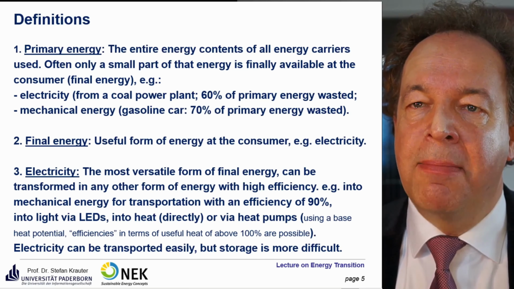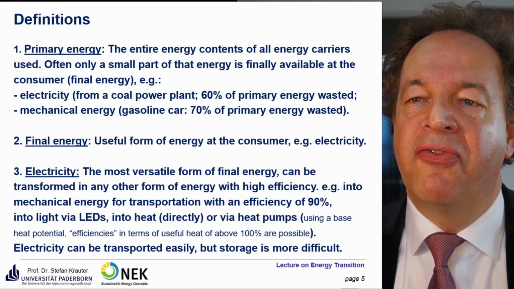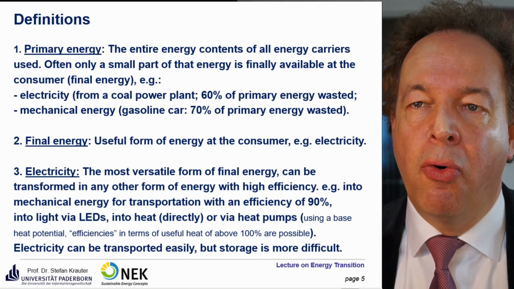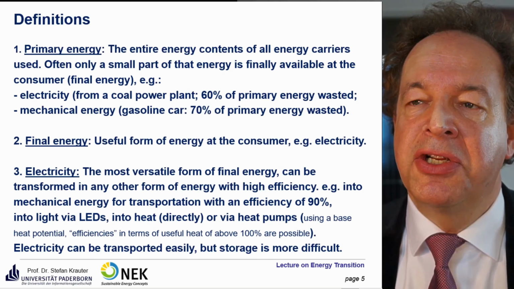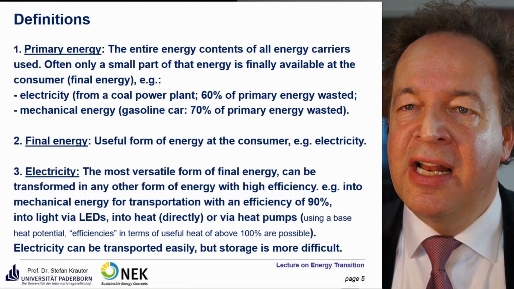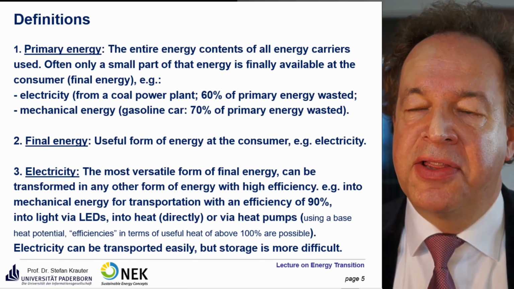To give you some examples, for example, electricity. If you get electricity from a coal power plant, more than 60% of the primary energy is wasted. Or if you drive a gasoline car, about 70% of the primary energy, that means the energy content of the gasoline, is wasted. The final energy, as already mentioned, is the useful form of energy at the consumer.